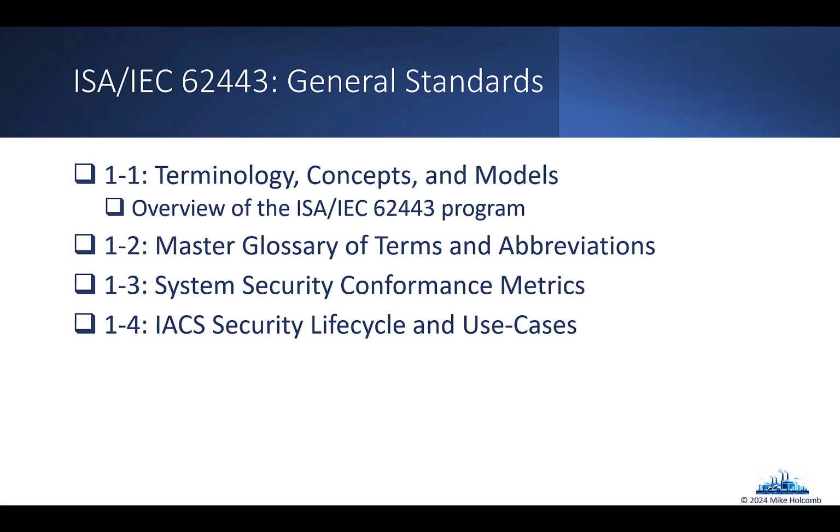So again, with 62443, we have these four different categories of standards. So there's the general, and we started to go over these, right? It's 1-1, it's another one of those, which is like the beginning of the NIST document.